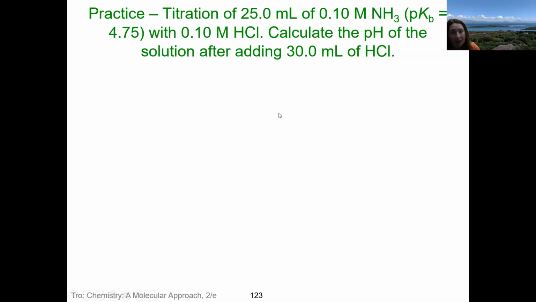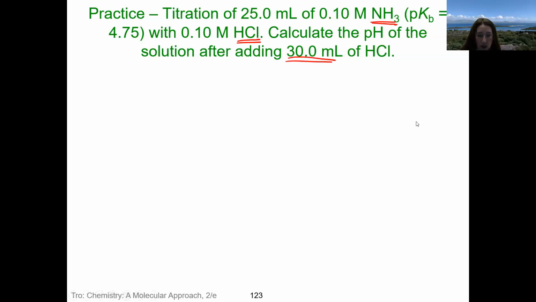All right, so one last titration problem here. Make sure you can see this. Yes, you can. Okay, so one last titration problem. You can see here, we have a weak base and a strong acid. Okay, so weak base, strong acid. Calculate the pH after adding 30 milliliters.